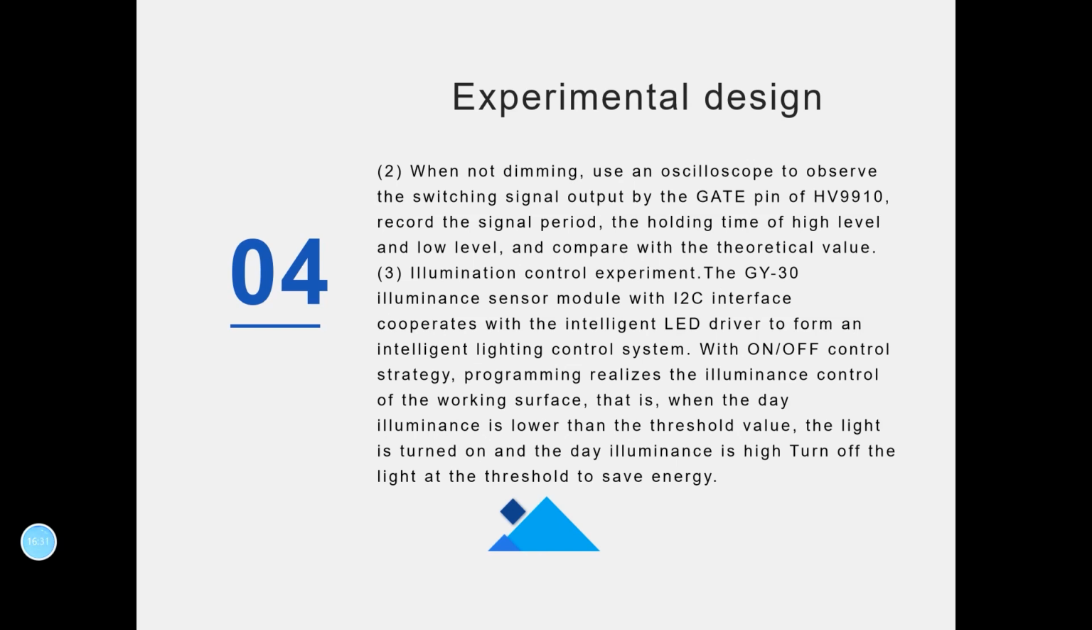The second is to observe and explain the logical operation relationship between the switching signal and dimming. The switching signal is the AND of the non-dimming and dimming signals. The last is the illumination control experiment. The GY30 illumination sensor module with I2C interface and the intelligent LED driver constitute an intelligent lighting control system with on-off control. The program realizes the illumination control of the working surface.